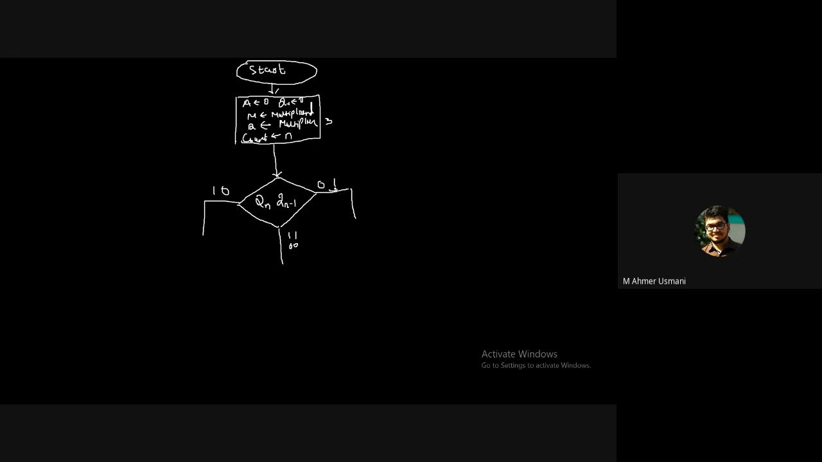Right to left. So the transition is from 1 to 0. This transition is from 0 to 1. This transition is from 1 to 1. This transition is from 0 to 0. Is that clear?